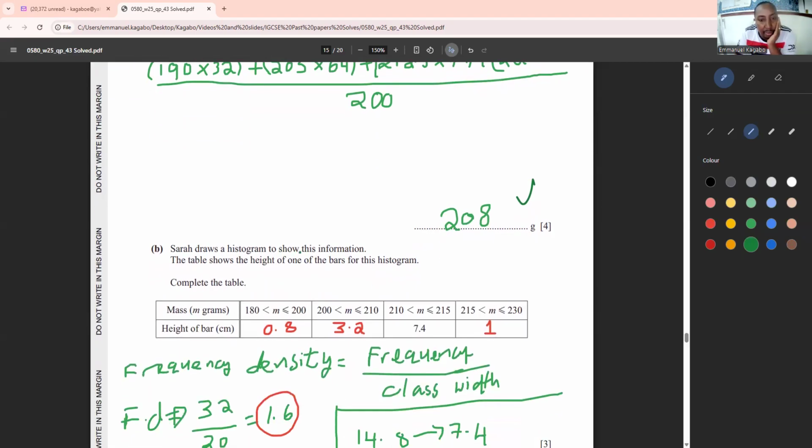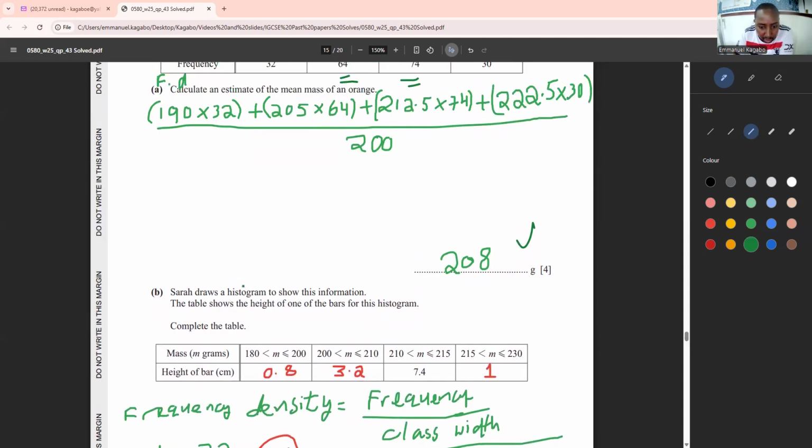Sarah draws a histogram to show this information. The table shows the height of one of the bars for this histogram. Now, how do we draw a histogram? This is just a simple sketch for you. On the y-axis, we should have FD. FD is the frequency density.